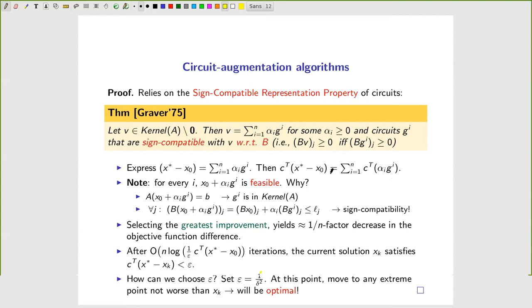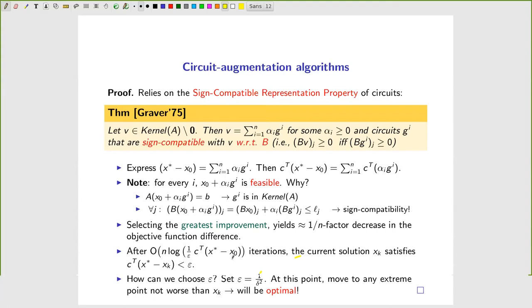At a certain point, you have to understand when to stop, because each time you're reducing by a factor of 1 over n, 1 over n, 1 over n. So at a certain point you make it very small, but how small? Well, you can set it by looking at this delta squared. And putting things together, that's actually the bound that you get. Okay.